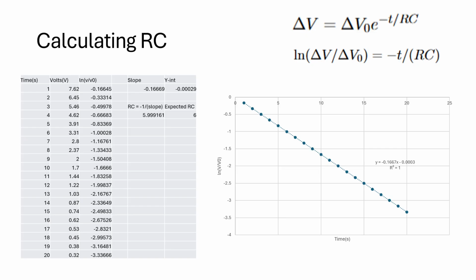We can calculate the RC of the circuit by measuring the voltage across the capacitor as it discharges. Here's the data I calculated from that. We can then, from this data, plot the natural log of the voltage divided by the initial voltage, and the slope of that will be -1 divided by RC. We can then use that calculated slope to estimate the value of RC, which is very close to the expected value, which is 6.